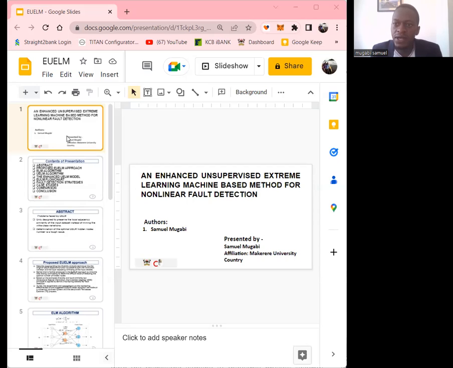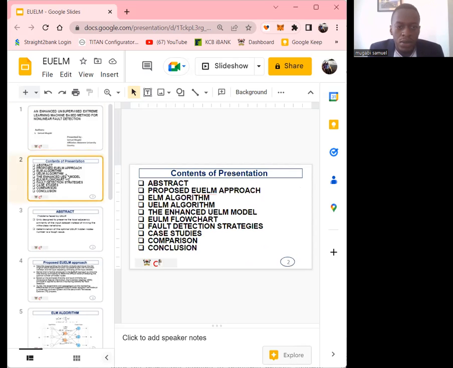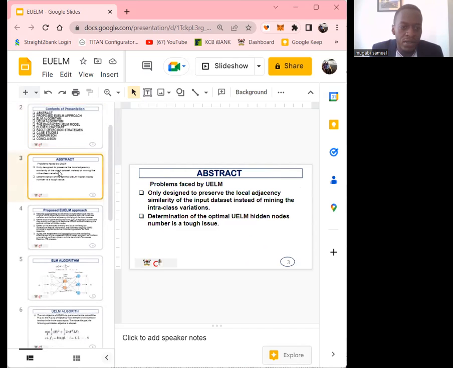I'm doing a Master of Science in Computer Science, and I'm going to be taking you through this paper, reviewing this paper, Enhanced Supervised Extreme Learning Machine-Based Method for Non-Linear Fault Detection. The contents of the presentation are these, and allow me to dive straight into the abstract or the introduction.